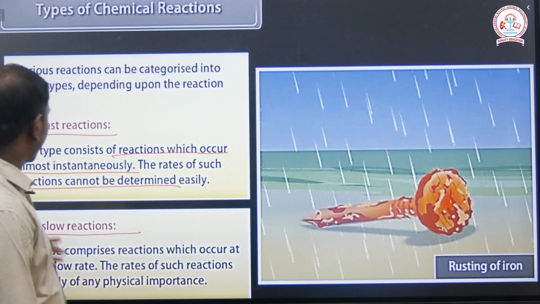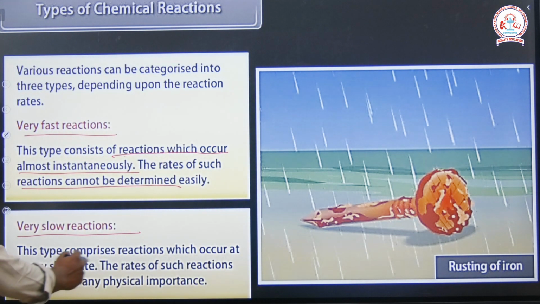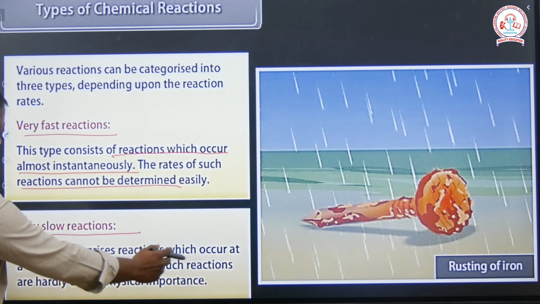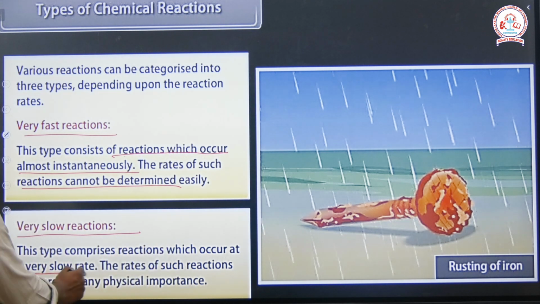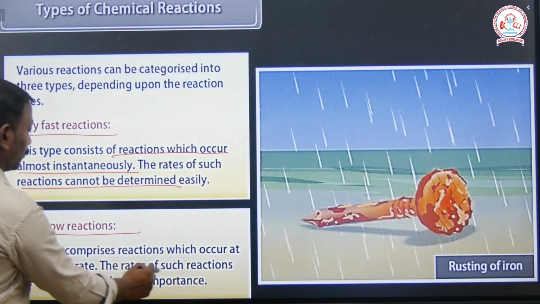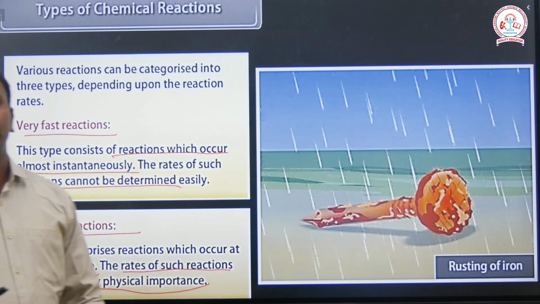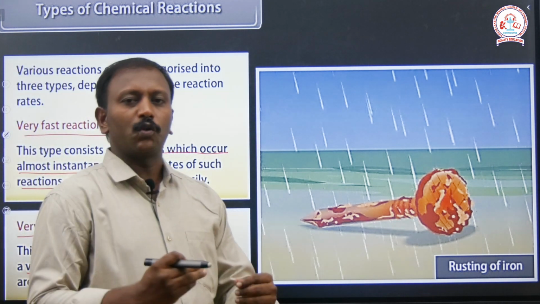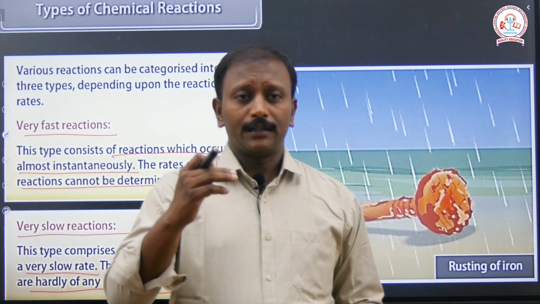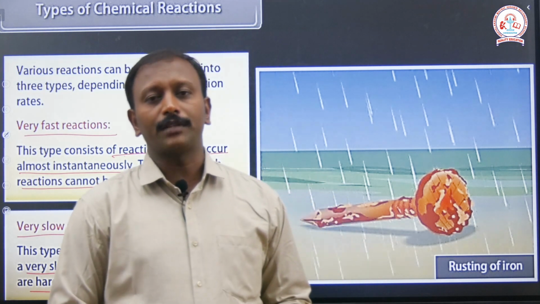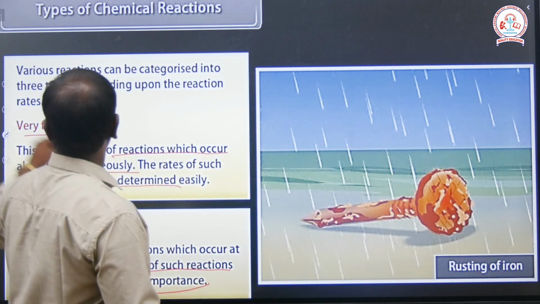But very slow reaction, you see the very slow reaction. In this type of comparison, the reactions occur at a very slow rate. The rate of such reactions has hardly any physical importance. That means, for very slow reactions, it is unable to find out the rate of the chemical reaction. It's a very slow process.